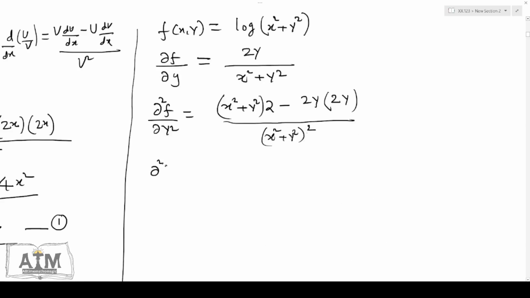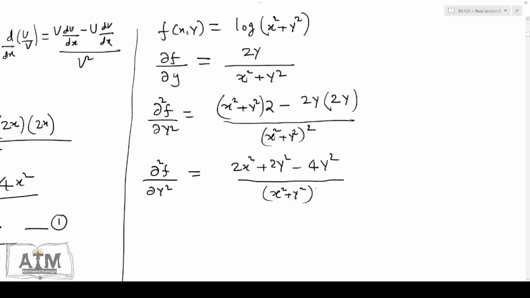Similarly, we get dou 2f by dou y2 equals 2x square plus 2y square minus 4y square divided by x square plus y square whole square. This is equivalent to minus 2y square plus 2x square divided by x square plus y square whole square. Call it equation number 2.